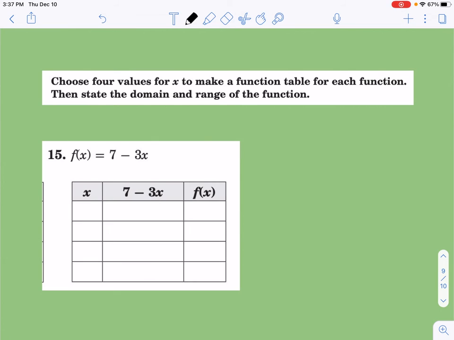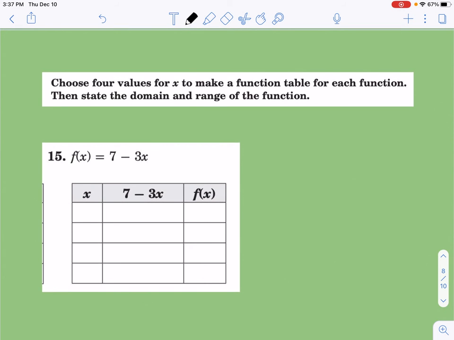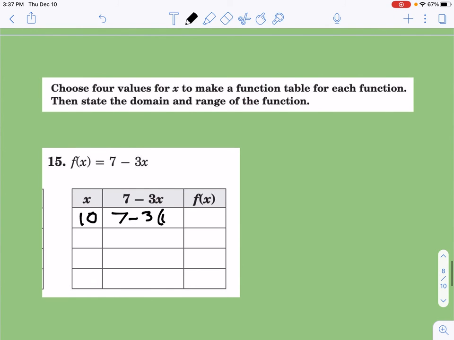All right, let's try one more. So pick our 4 values. Well, let's start again. Let's do 10. All right, so if I put 10 in, this one kind of behaves a little differently than the other ones we've done. So I'm going to do my multiplication first.